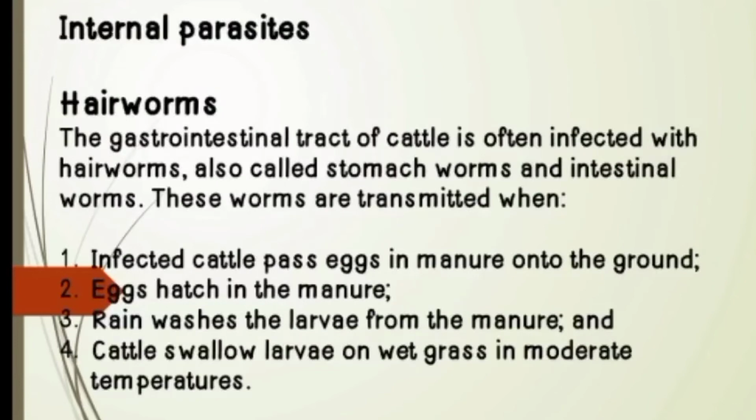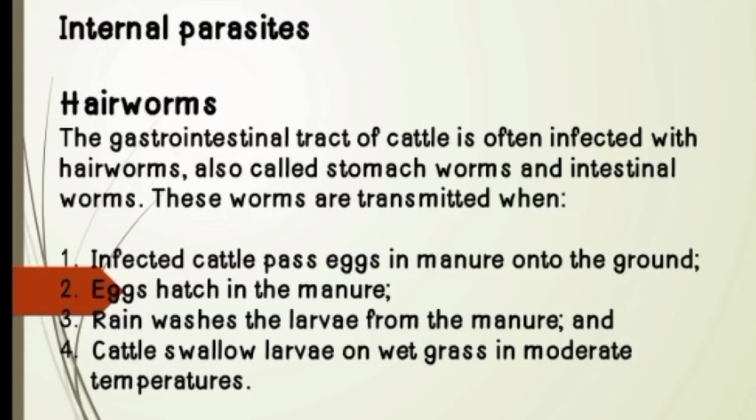Some of those internal parasites are the hairworms. The gastrointestinal tract of cattle is often infected with hairworms, also called stomach worms and intestinal worms. And these worms are transmitted when infected cattle pass eggs in manure onto the ground.